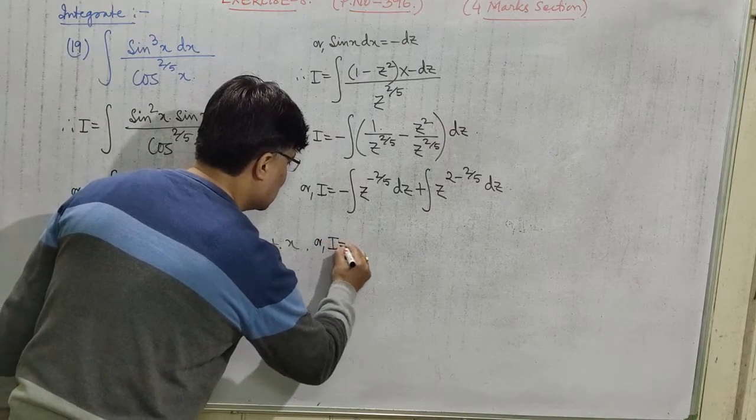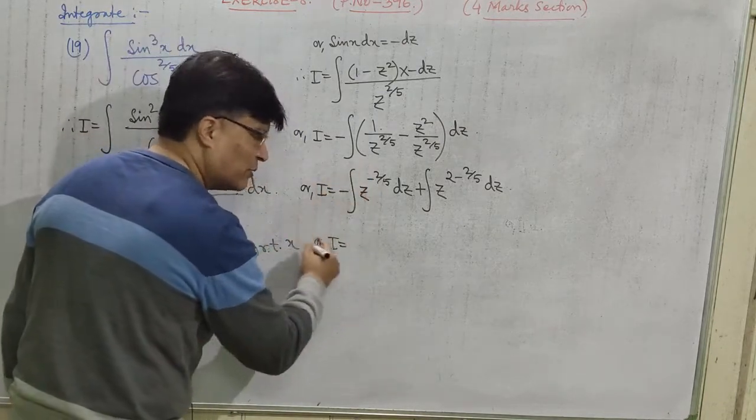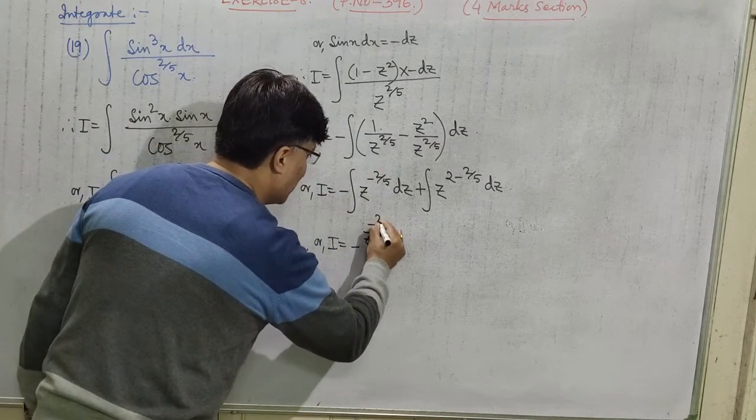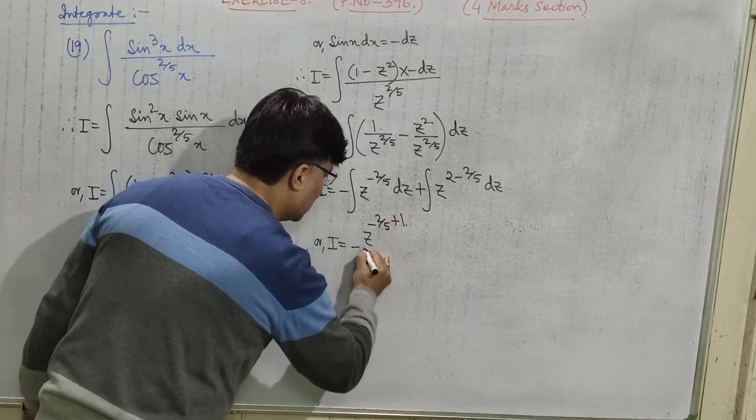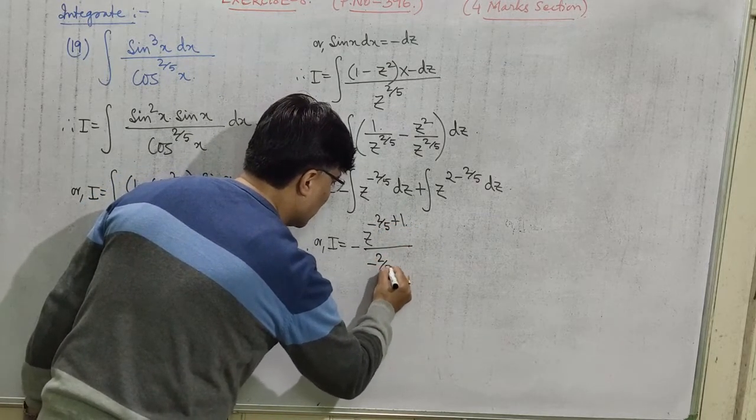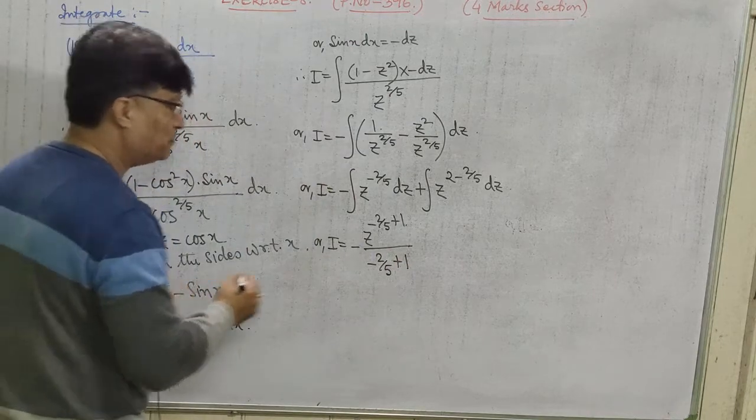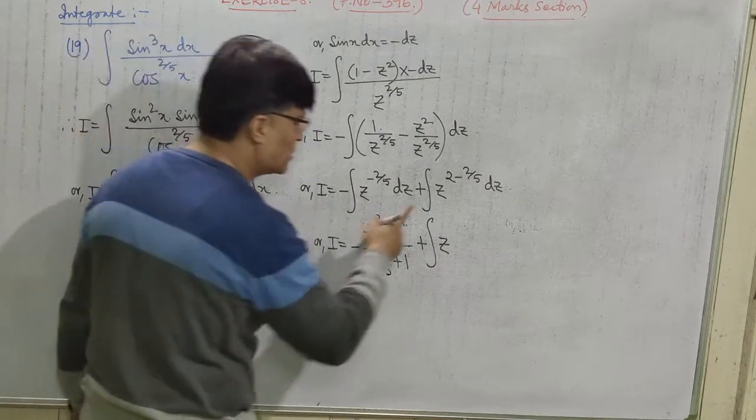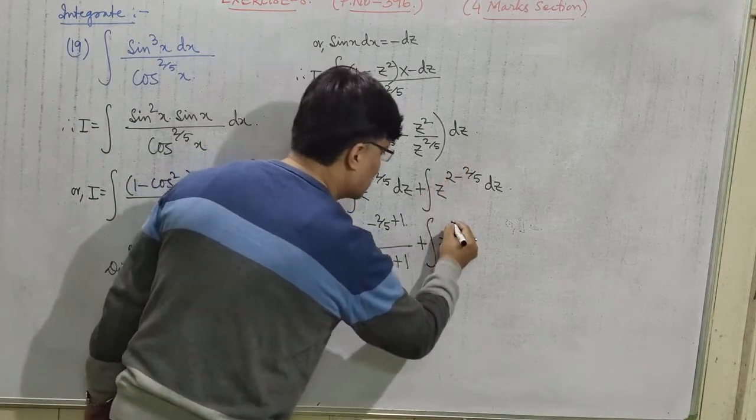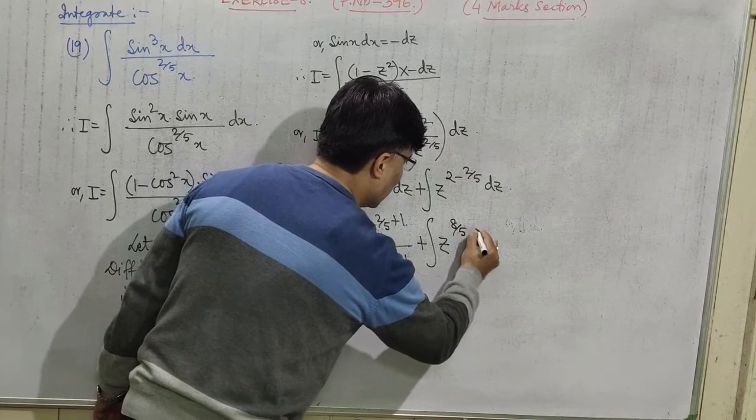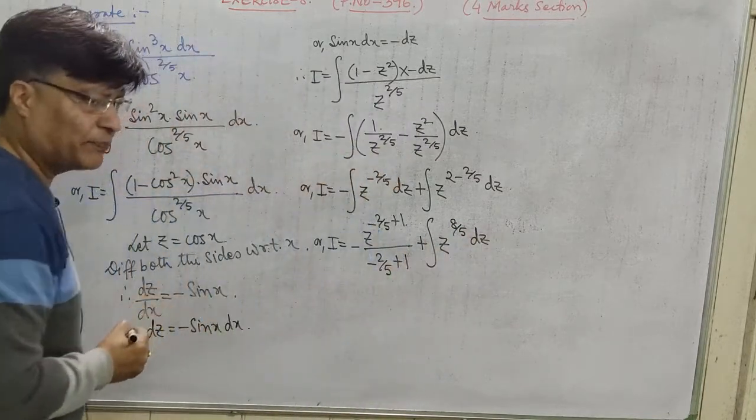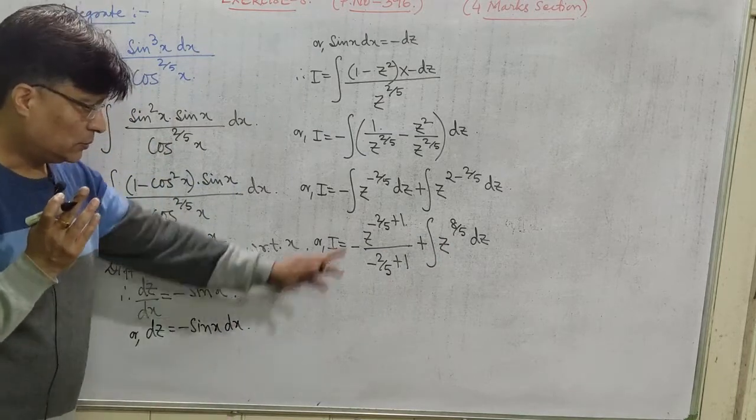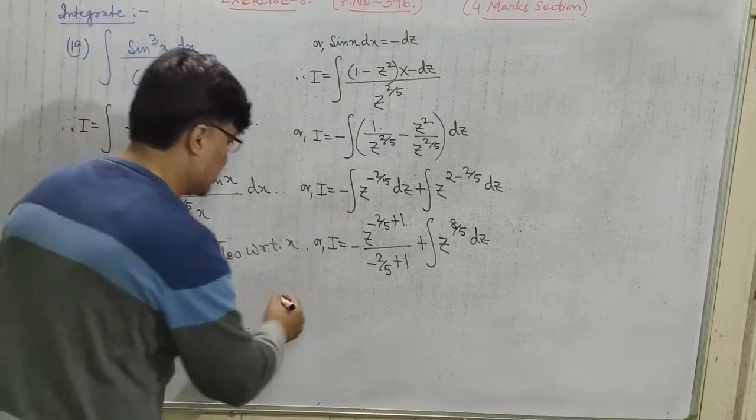Or I is equal to, you can evaluate this integration, minus, this is just like x to the power n, z to the power minus 2 by 5 plus 1 divided by minus 2 by 5 plus 1, okay, plus integration of z to the power, let us simplify it first, 5 2s are 10, 10 minus 2 is 8, 8 by 5 dz, okay. So you can easily evaluate this integration. This is just like your integration of x to the power n dx.